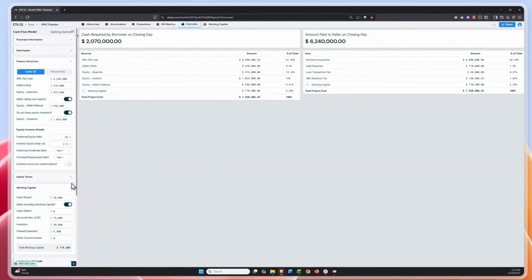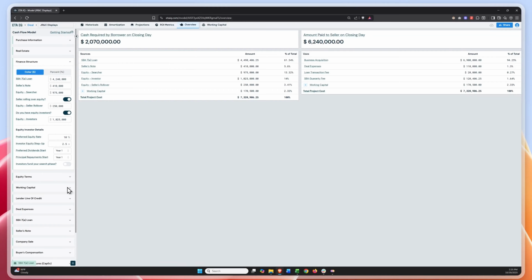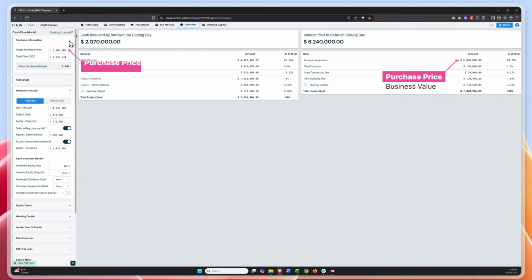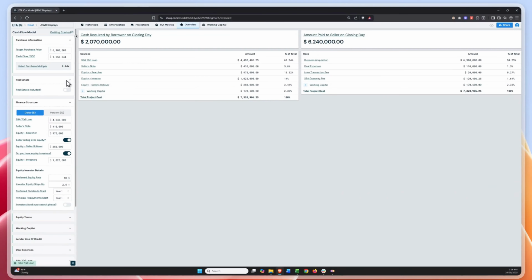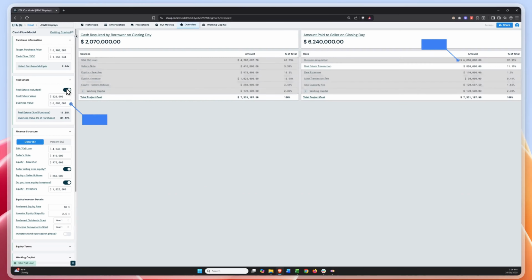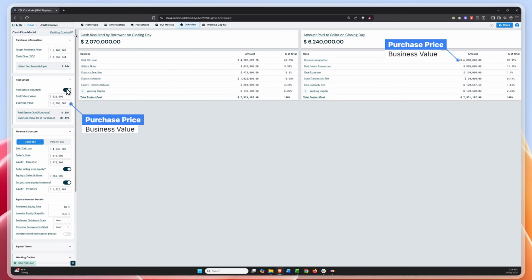Moving over to the uses side, this is where you can see how that capital is spent. At the top, you'll see the business acquisition amount, which reflects the purchase price you entered. If your deal includes real estate, the amount will be broken out between the purchase price of the business and the purchase price of the real estate.